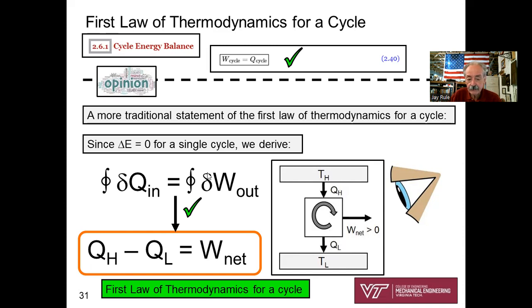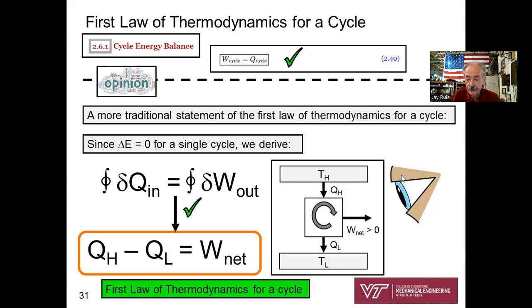Okay, cyclic integral of work out. Wow. So here on my schematic, I only see one arrow that's related to work. So I just plop down the cyclic integral of work out. It's just W net, the net work. So here's my little eye icon.